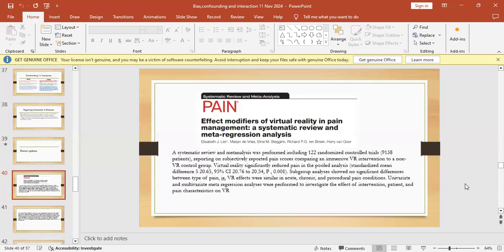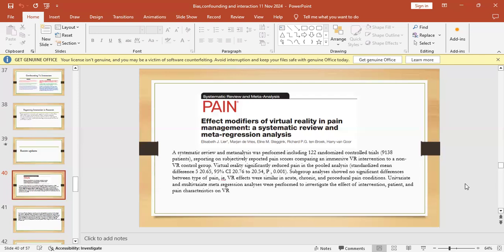First article is effectiveness of virtual reality in pain management, a systematic review and meta-regression analysis. A systematic review and meta-analysis were performed including 122 randomized controlled trials, reporting on subjective self-reported pain scores, comparing an immersive virtual reality intervention to a non-virtual reality control group. Virtual reality significantly reduced pain in pooled analysis. Subgroup analysis showed no significant difference between the types of pain that virtual reality affects, very similar in acute, chronic, and procedural pain conditions.